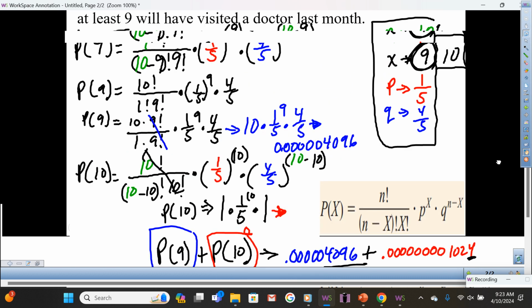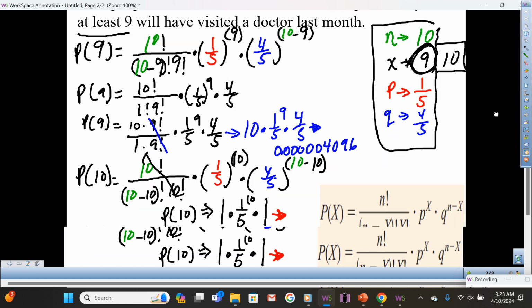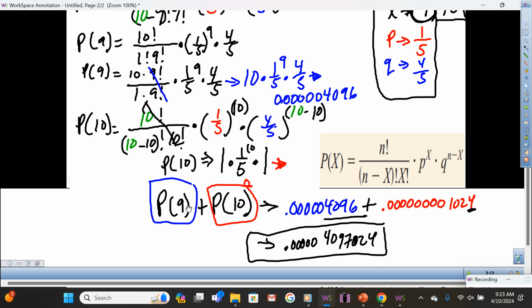So what's the difference from what we did before? Before we only used one number because it said exactly that number, yes? But now today we have at least 9, which means that we need to use 9 and 10. 9 is the minimum, okay? So, and then what do we do at the end with both of those probabilities? We add them, and that's our total probability. From 1 to 5, I'll come through with this, okay?